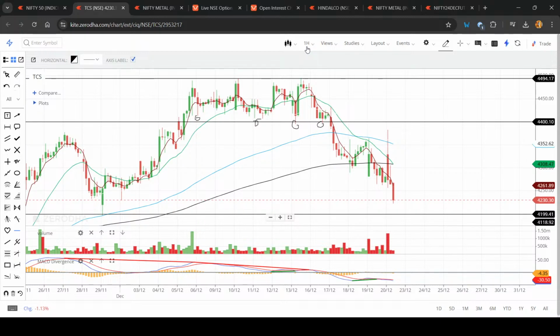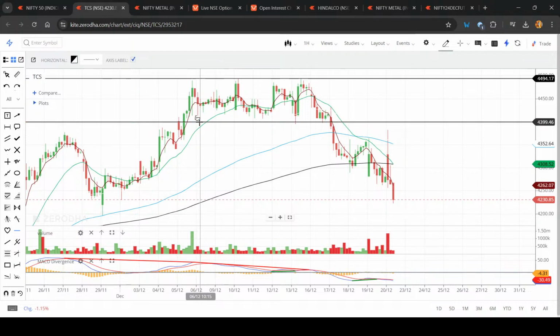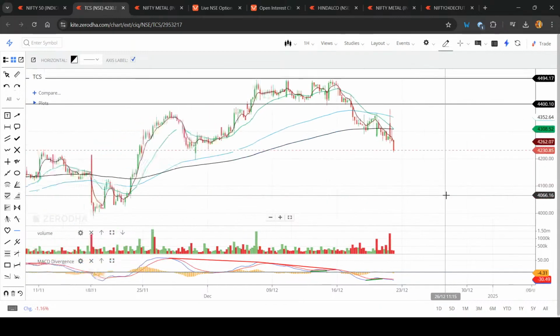So the main point being that if some rise has come in IT stocks due to the currency depreciation, what if the currency starts appreciating? IT will go down. So this is exactly what the fundamental analysis was, and then we formed some technical analysis on it too, and then we traded this.